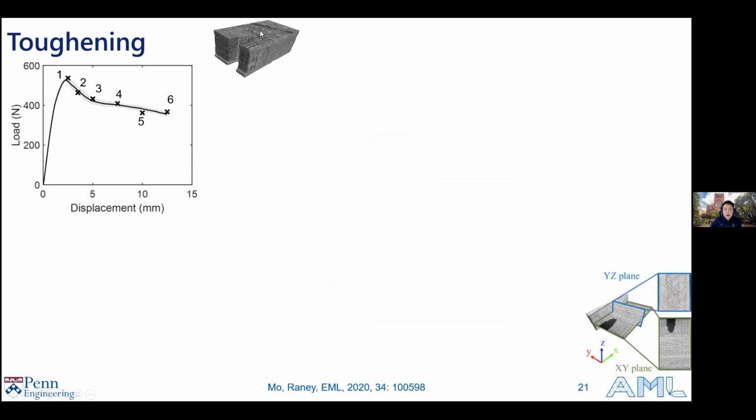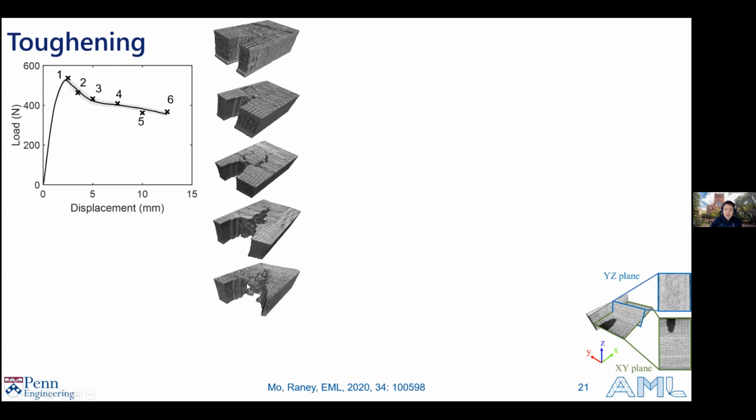So here are the 3D rendering of the microstructure. So you can see in the beginning, this is the first sample, which is when the cracks start to propagate, and then increasing propagation through the structures, where you can see very large damage in the very end.